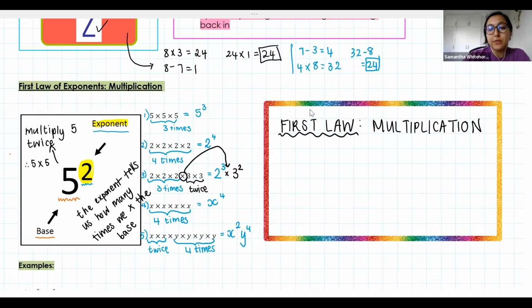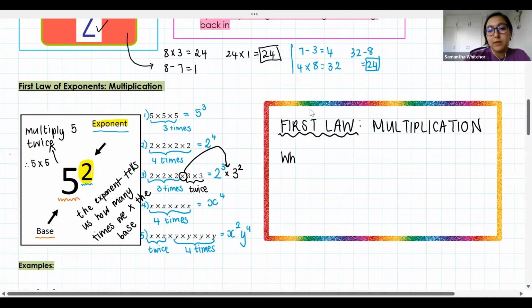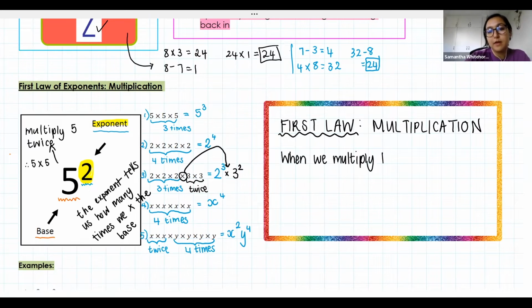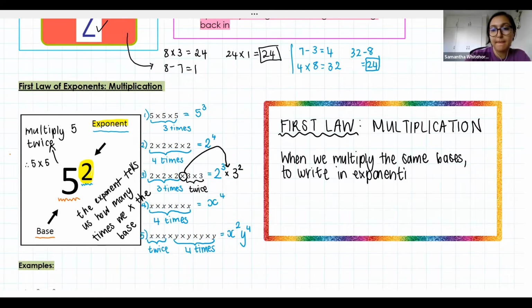Our first law of exponents says that when we multiply the same bases, to write our answer in exponential form, we just add the exponents. And I'll explain what I mean now.